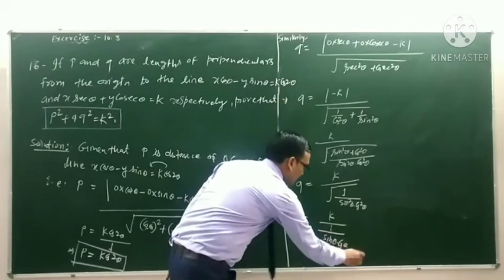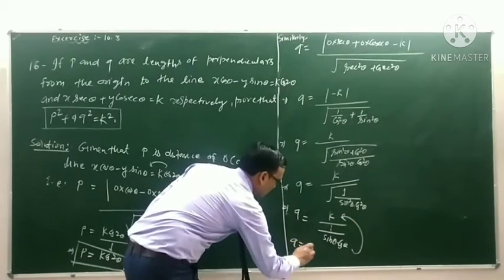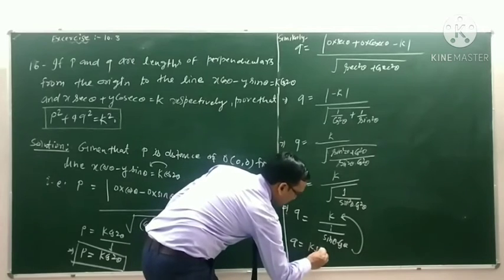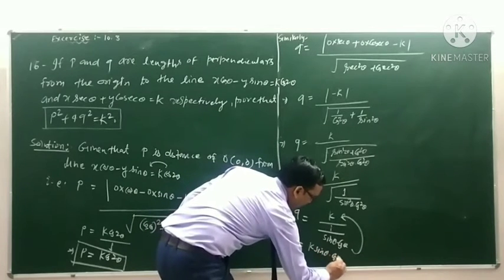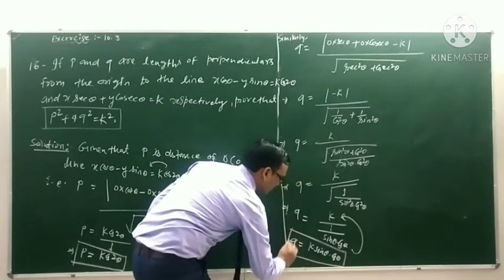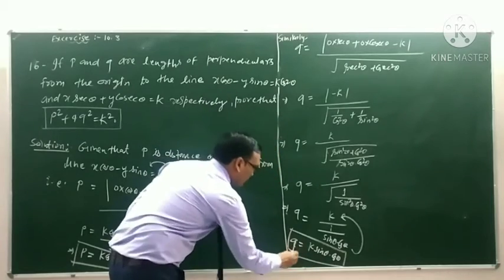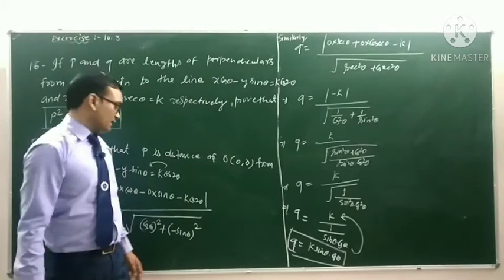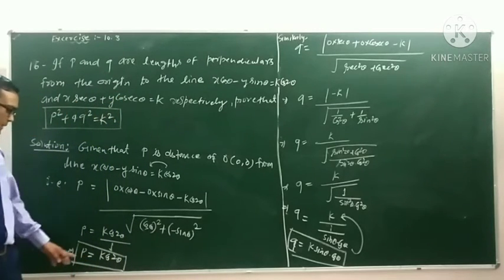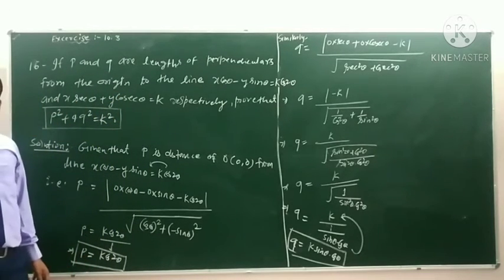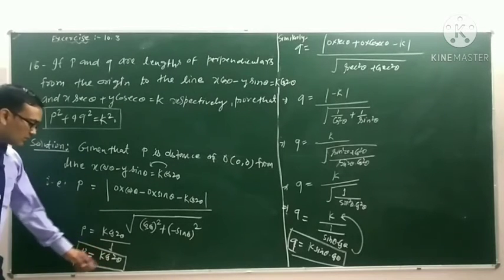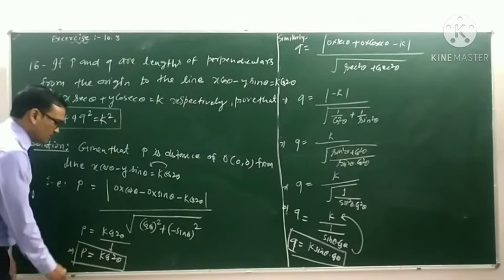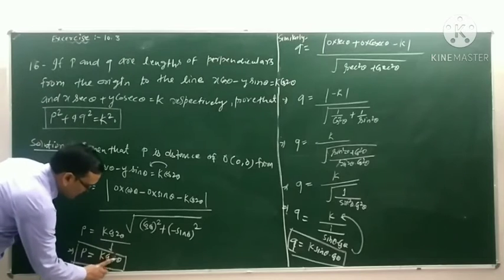Okay, then q equal to k sin theta into cos theta. Okay students, here we find the value of q equal to k sin theta into cos theta, and here we find the value of p is equal to k cos 2 theta. Okay students, cos 2 theta.